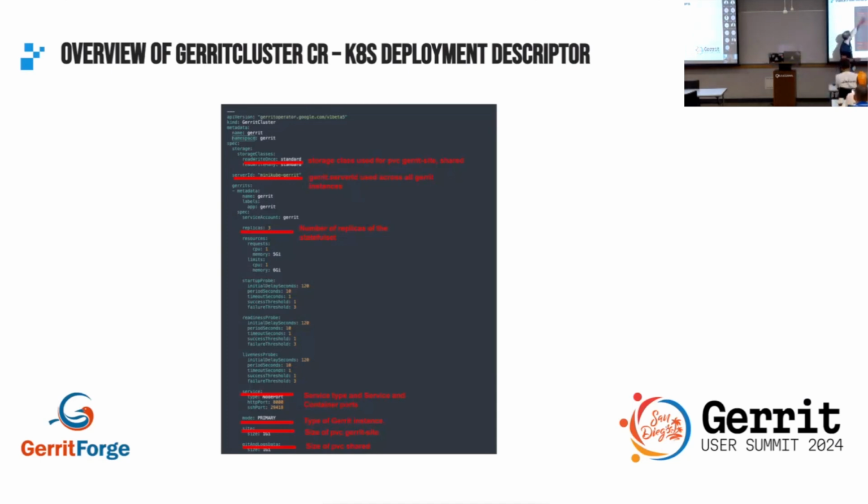This is the storage class, which is just standard at the minute. You've got your replicas, so you've got 3 replicas there. If you want to add a 4th replica, you just set it to 4, redeploy it, and a new node is added for you. I'm sure a lot of people wish they could expand their Gerrit installation as easily as that.